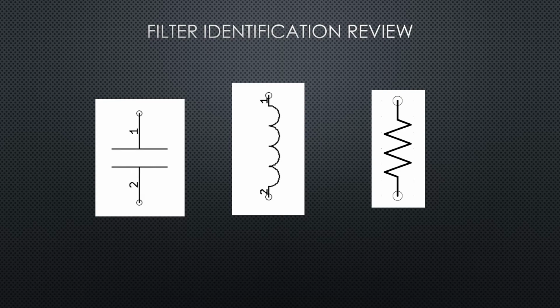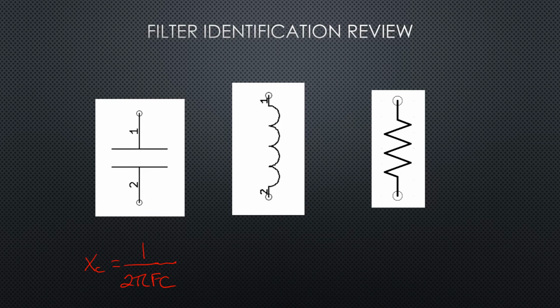So for a capacitor, we know we have the formula X sub C is equal to 1 divided by 2 pi f C, frequency times capacitance. So we can see in that formula, as frequency increases, the X sub C goes down, it will decrease. So frequency and X sub C have an inverse relationship.